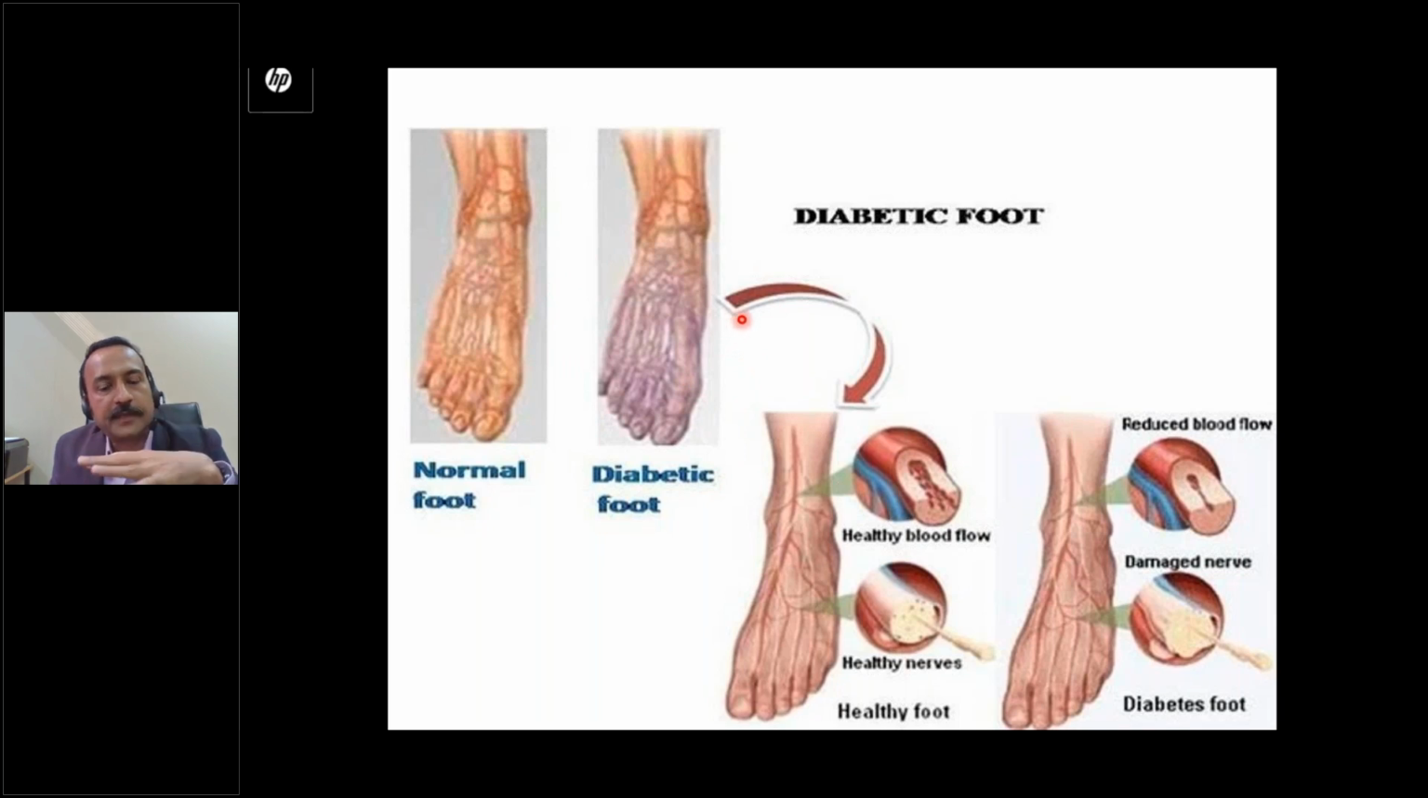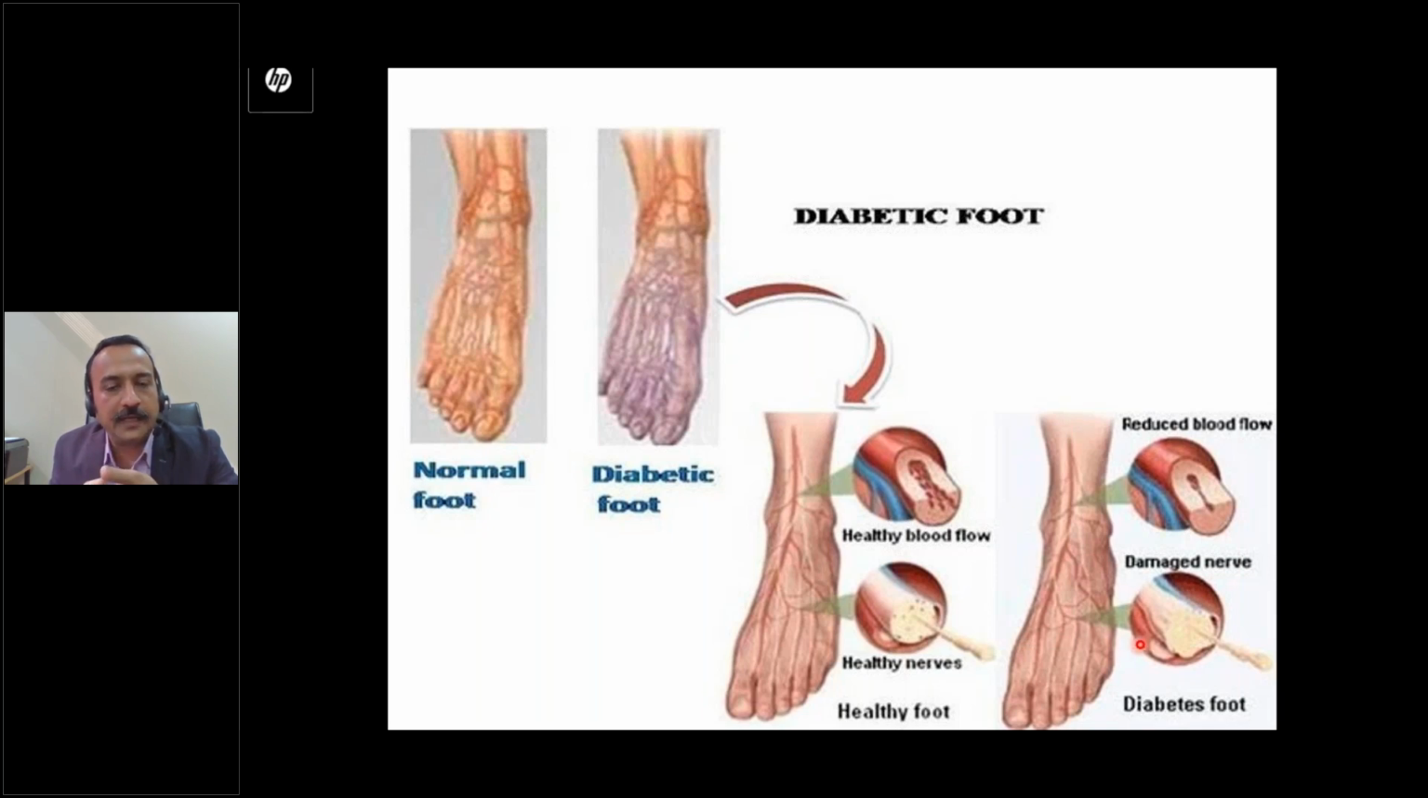Because diabetes affects the entire body, every system of the body. In the foot, it is affecting the blood supply. So there is a healthy blood supply, you can see my red pointer, and a reduced blood supply because of diabetes. Healthy nerves and then damaged nerves because of diabetes. Diabetes is affecting the blood supply, it is affecting the nerve supply, and the sugar circulating in the blood is itself a good culture media for bacteria. So they are prone to wounds.